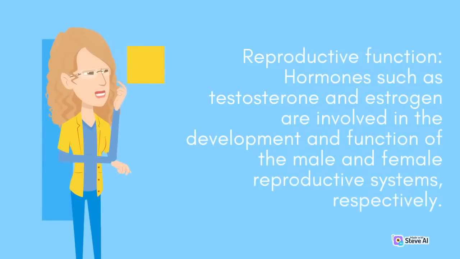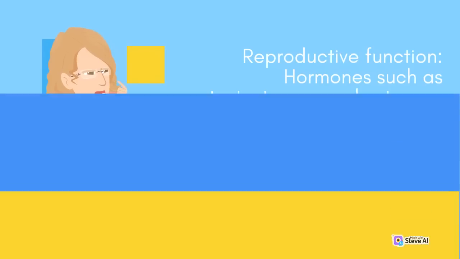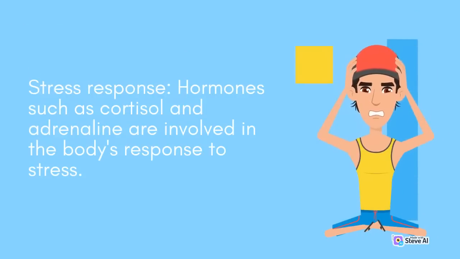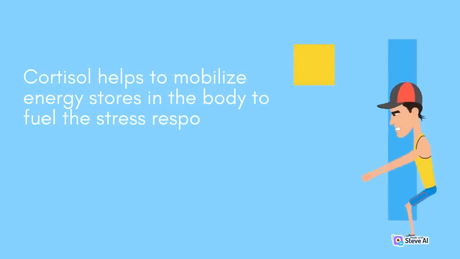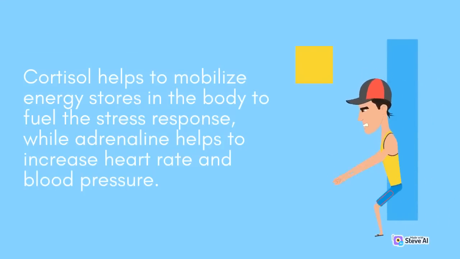Reproductive function. Hormones such as testosterone and estrogen are involved in the development and function of the male and female reproductive systems, respectively. Stress response. Hormones such as cortisol and adrenaline are involved in the body's response to stress. Cortisol helps to mobilize energy stores in the body to fuel the stress response, while adrenaline helps to increase heart rate and blood pressure.